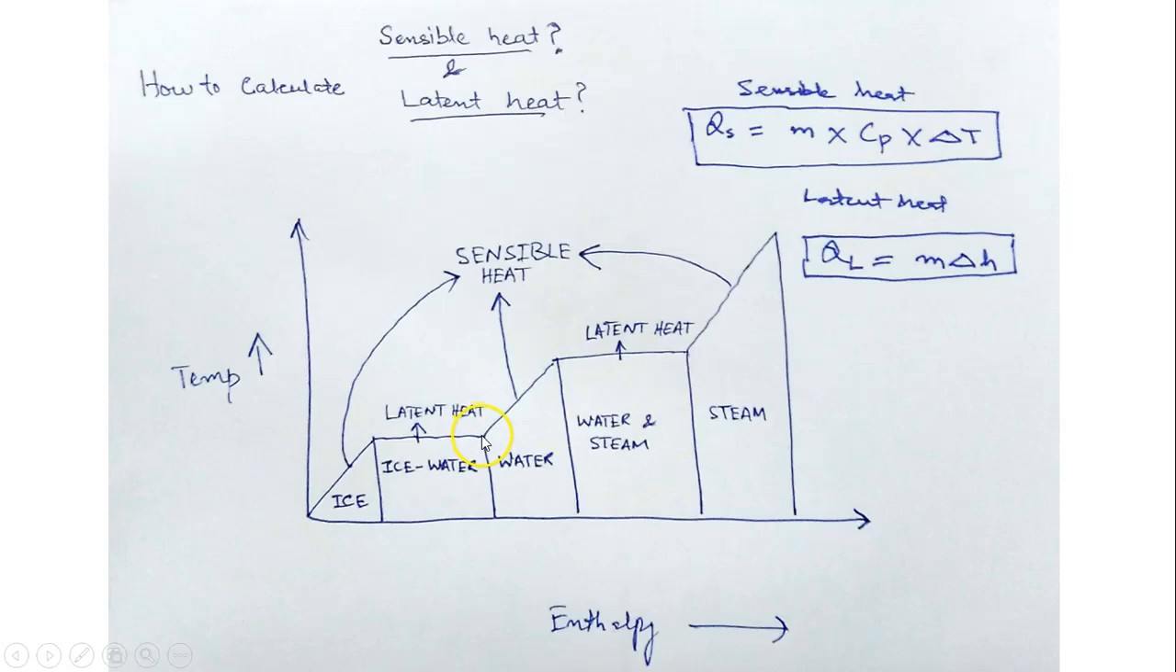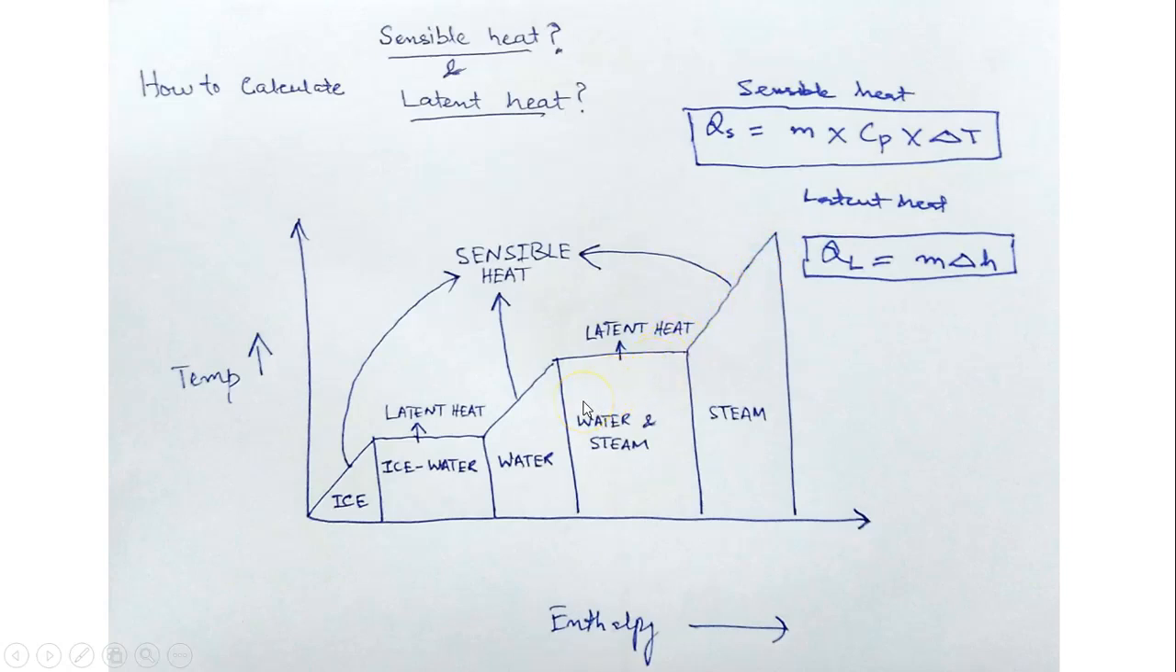Then after this, there will be an increase in temperature with the addition of heat up to 100 degree centigrade. When 100 degree is reached, the temperature of the water will again remain constant because there will be a phase change from water to vapor, and then again the temperature of steam can be further increased.